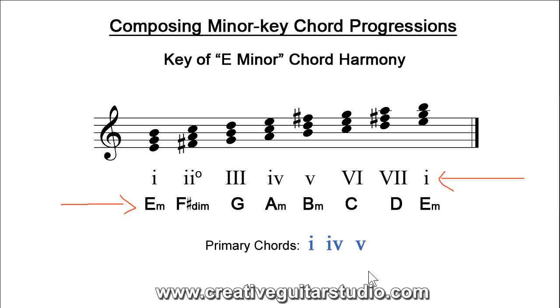Now, along with these primary chords, the 1, 4, 5, we also have a small group of substitute chords. Now, the substitute chords are the 3, 6, and 7, and they're based out of a principle called relative major minor.